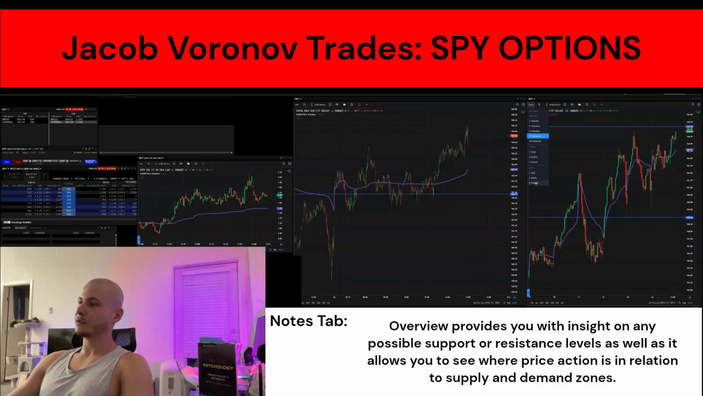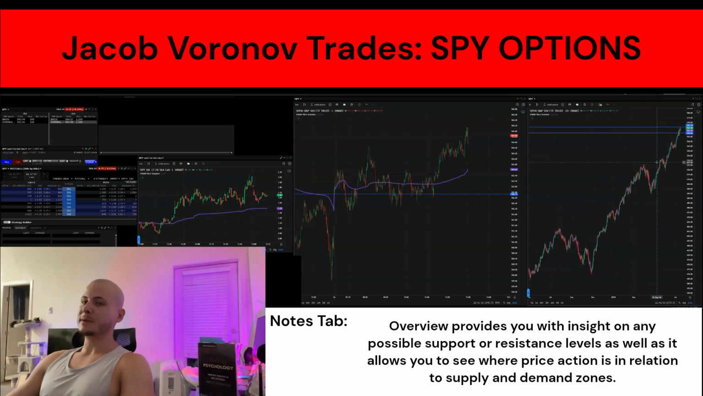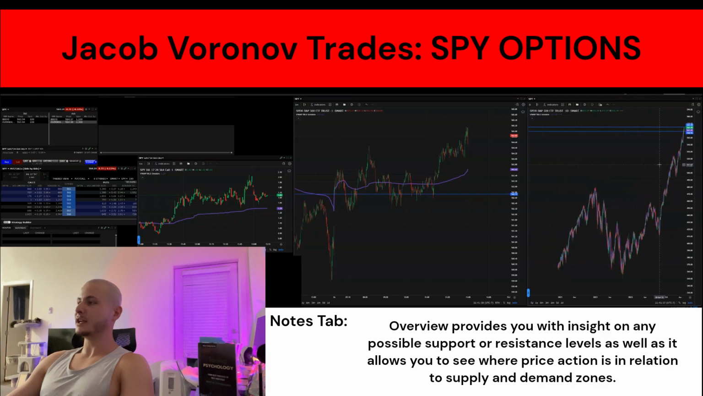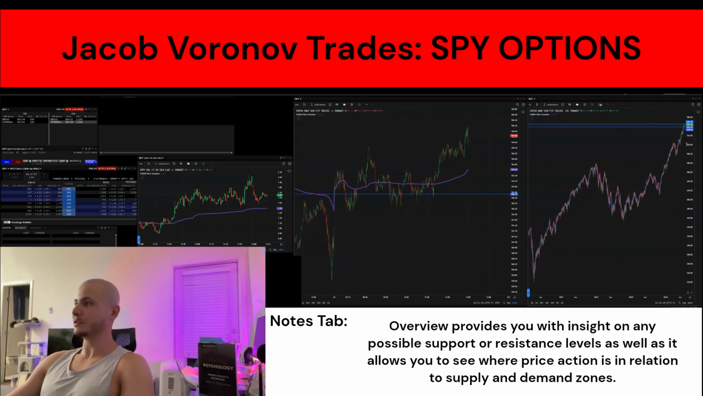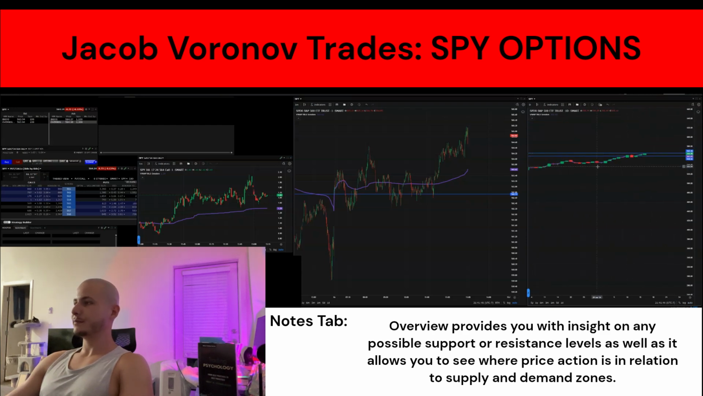Let's start off with an overview. First we want to do as much of an overview as possible. Overview matters for a couple of reasons. One, you get to see the bigger picture. The second reason is you can see if we are coming up into any possible support or resistance levels, or if we are currently at the highest high, which is what is happening here. So we can zoom in onto the 1 day and see that it's been trending up.